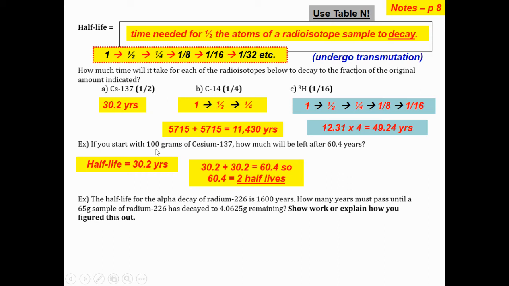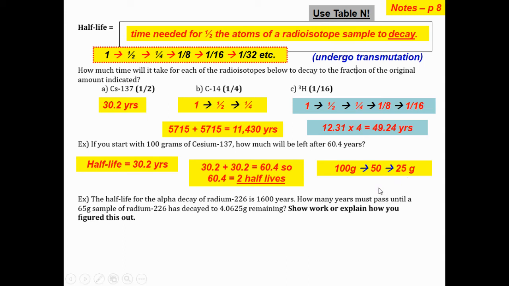So if we start with 100 grams of cesium-137, how much will be left as still radioactive after 2 half-lives? We start with 100. After 1 half-life, 50 of it is still radioactive. After another half-life, 25 of it is still radioactive. So the answer is 25 grams will still be radioactive after 2 half-lives.